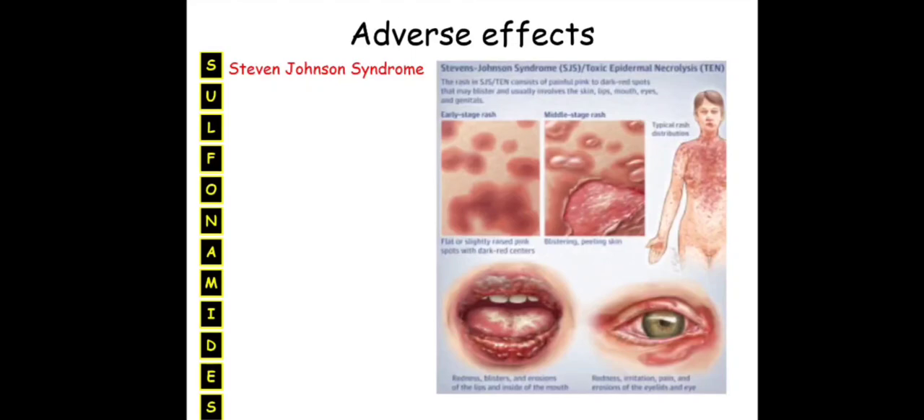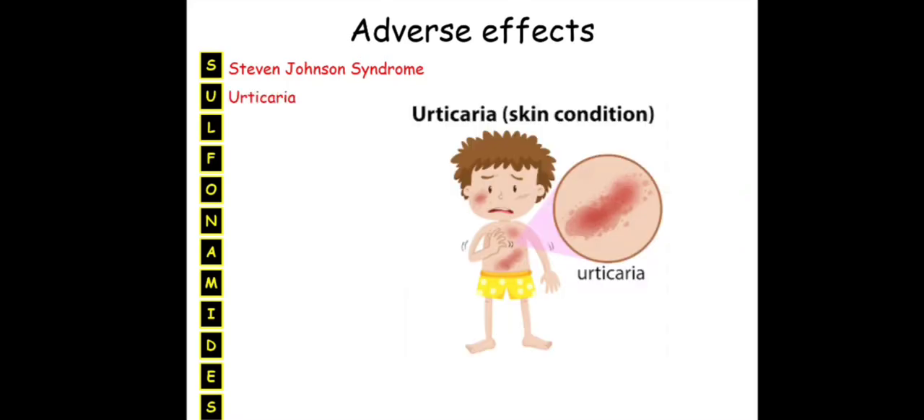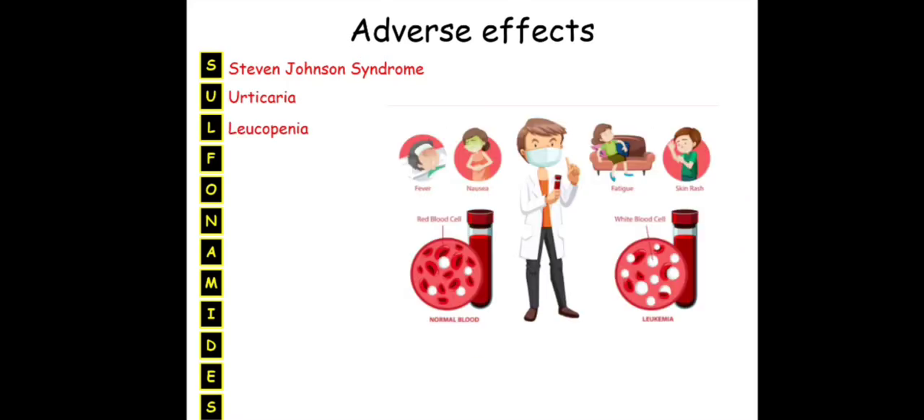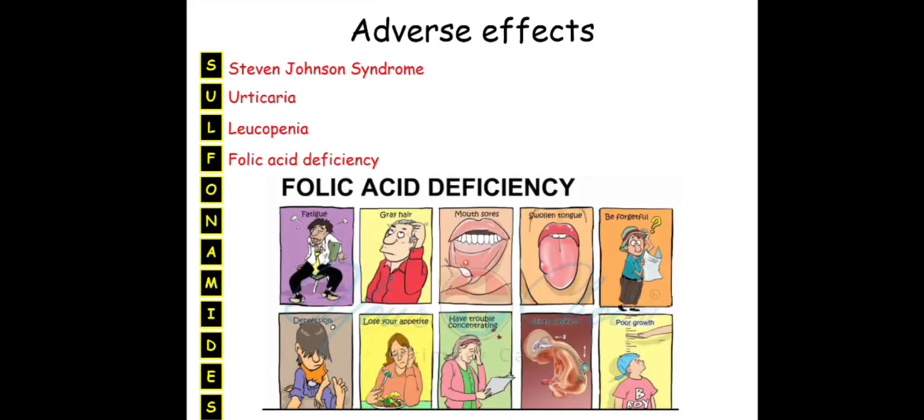Next we shall check out the adverse effects, and you can remember these adverse effects from the mnemonic SULFONAMIDES. So S is for Stevens-Johnson syndrome. Sulfonamide can induce Stevens-Johnson syndrome. U is for urticaria. L is for leukopenia. F is for folic acid deficiency. Sometimes it may lead to folic acid deficiency.